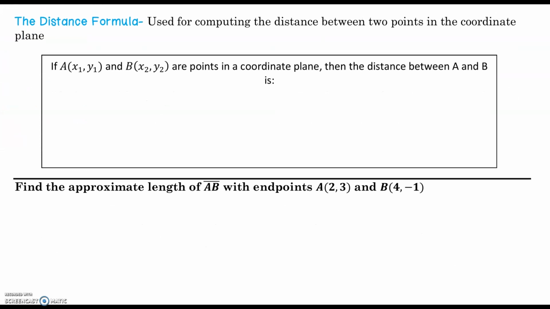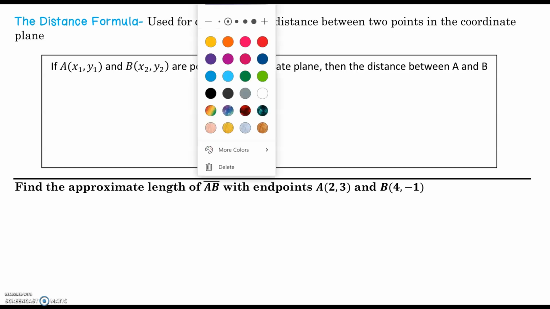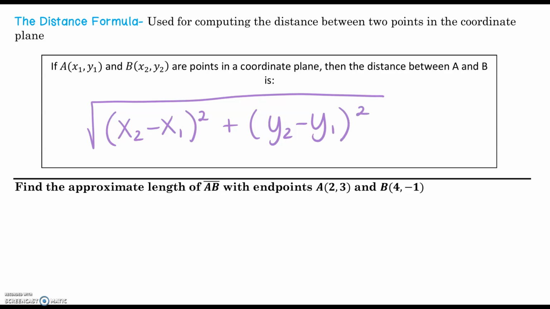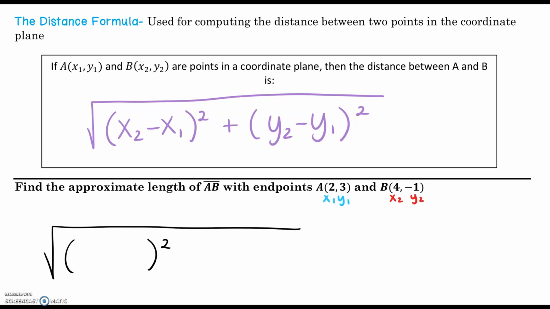Next we have the distance formula. It's used for computing the distance between 2 points in the coordinate plane. So the formula for the distance is the square root of x2 minus x1 squared plus y2 minus y1 squared. So for example 1, we want to find the length between the endpoints 2, 3 and 4, -1. So we'll use A as x1, y1. We'll use B as x2, y2.